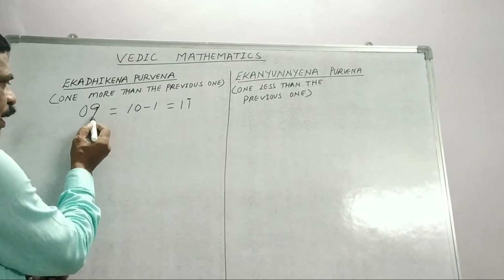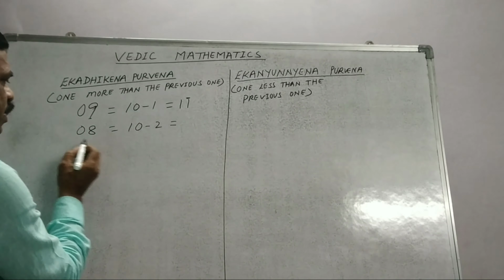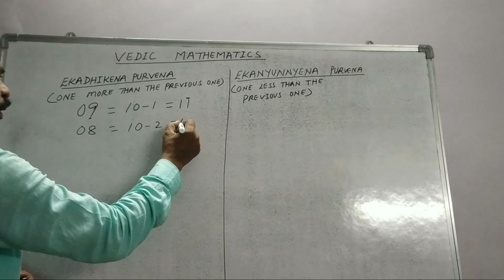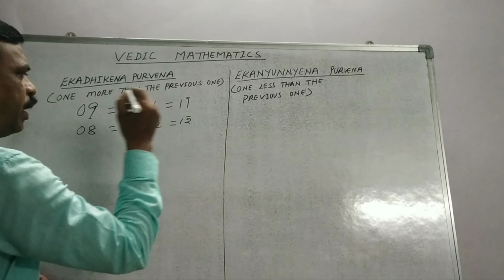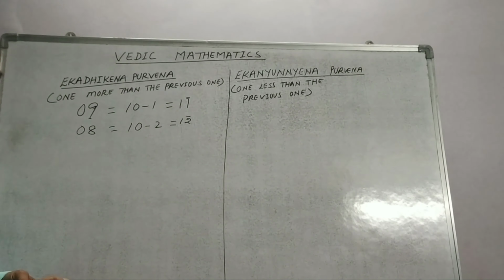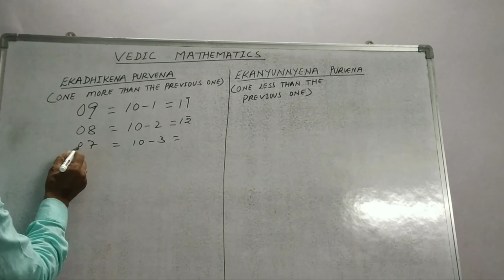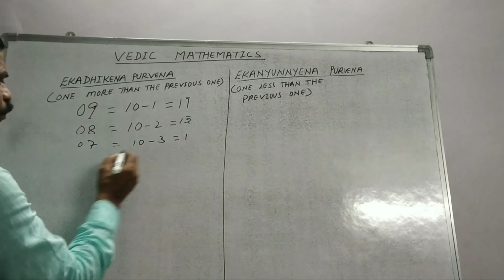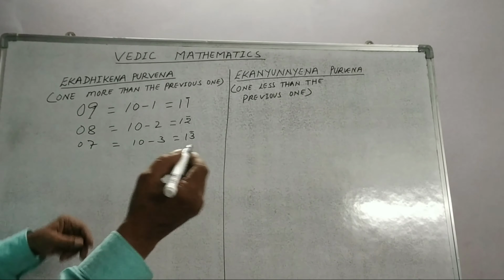In the same way, 8 is nothing but 10 minus 2, we know that. So this 8 we can write as 1 more than 0 is 1 and 10 minus 8 is 2, so 2 bar. In the same way, 7 we know is 10 minus 3. So 1 more than 0 is 1 and 10 minus 7 is 3 bar. So this is how we change a normal number into negative number.